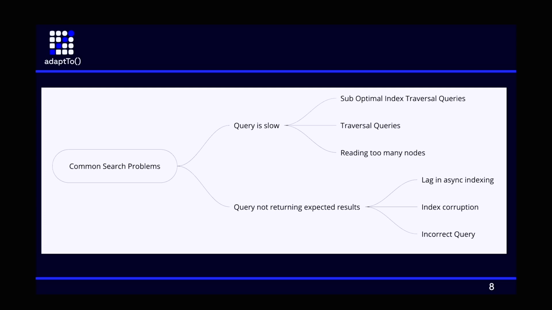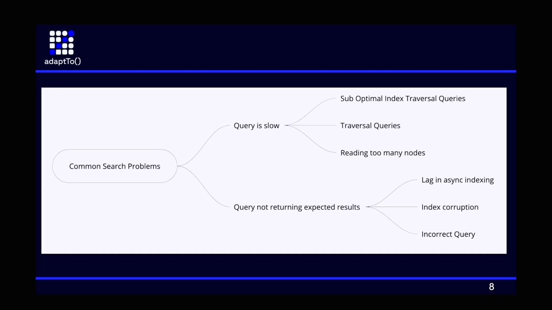And then the third category is where you are reading too many results. For example, if you have the query and index optimal, but even in that case, the result set is too huge. And because of the hugeness of the content, the query becomes slow.